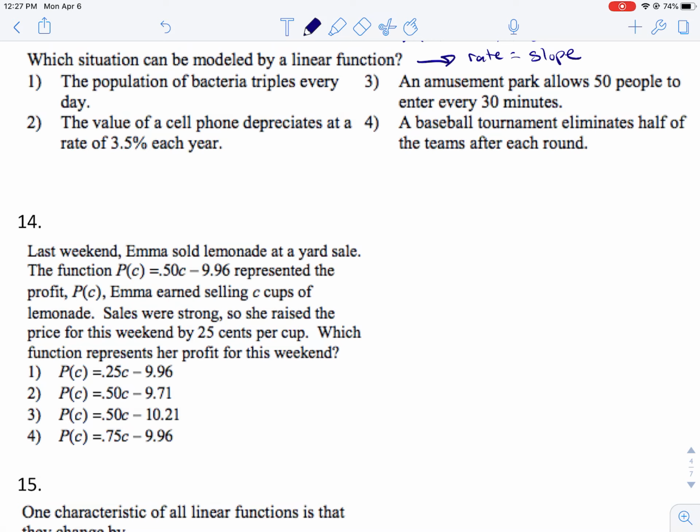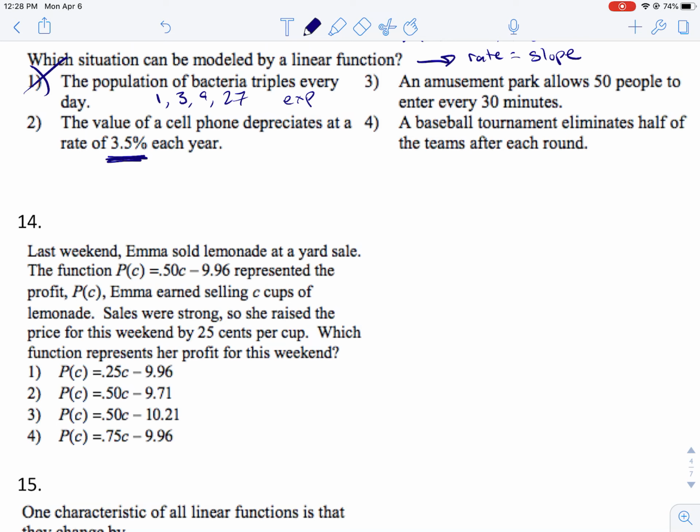Take a look at number 1. The population of bacteria triples every week, which means it's being multiplied by 3 each time. Let's say your population of bacteria starts at 1, the following week it's 3, the following week after that it's 9. So you start with 1 bacteria, it triples, now you're at 3. Now that triples, so now you're at 9. And then that triples, now you're at 27. So that one's out. This is an example of an exponential function.